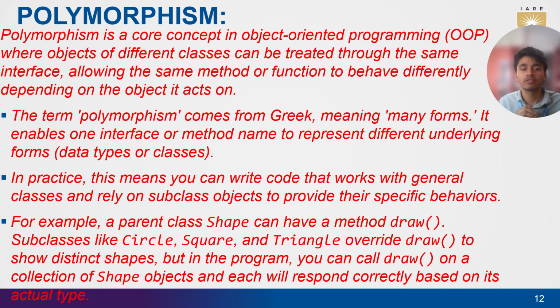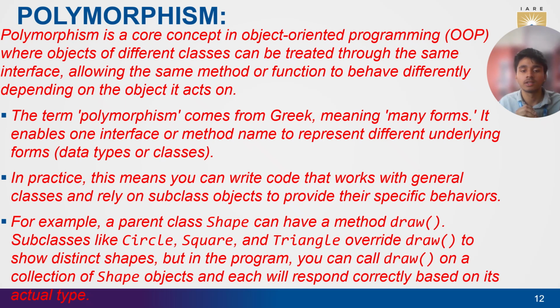Polymorphism. Polymorphism is a core concept in object-oriented programming, where objects of different classes can be treated through the same interface, allowing the same method or function to behave differently depending on the object it acts on. The term polymorphism comes from Greek, meaning many forms. It enables one interface or method name to represent different underlying forms, like data types or classes.